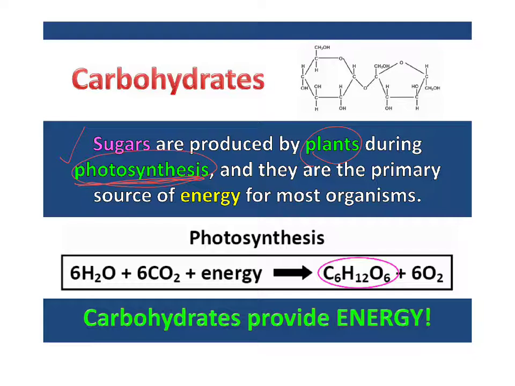Photosynthesis produces the sugars that are a source of energy for all organisms. Look at your notes. What do carbohydrates provide for cells? They provide energy. All sugars on this planet, all of them, 100% of them, were one time made in the body of a plant. Animals do not create sugars. Plants create sugars during photosynthesis, and they provide energy for cells.